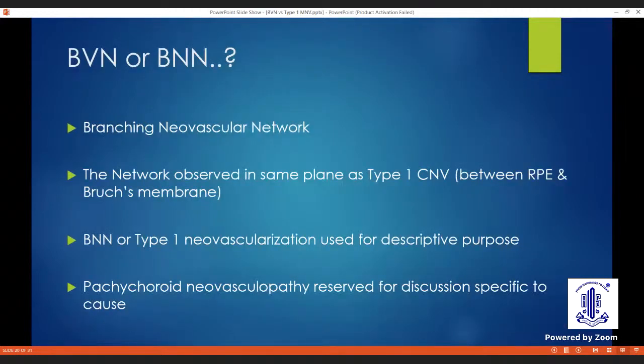So what should we call it? Should we call it BVN? But recent literature from the Asia Pacific has shown that it's better called a benign neovascular network rather than a branching vascular network. The neovascular network is observed in the same plane as type 1 CNV, that's between the RPE and Bruch's. The branching neovascular network or type 1 neovascularization should then be used purely for descriptive purposes. And if the discussion is specific to the cause, if it is associated with pachychoroid, in those cases it can probably be labeled as pachychoroid neovasculopathy.